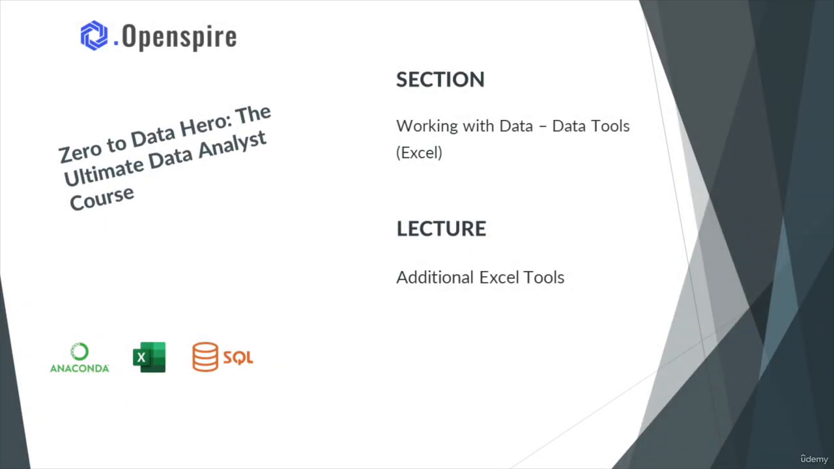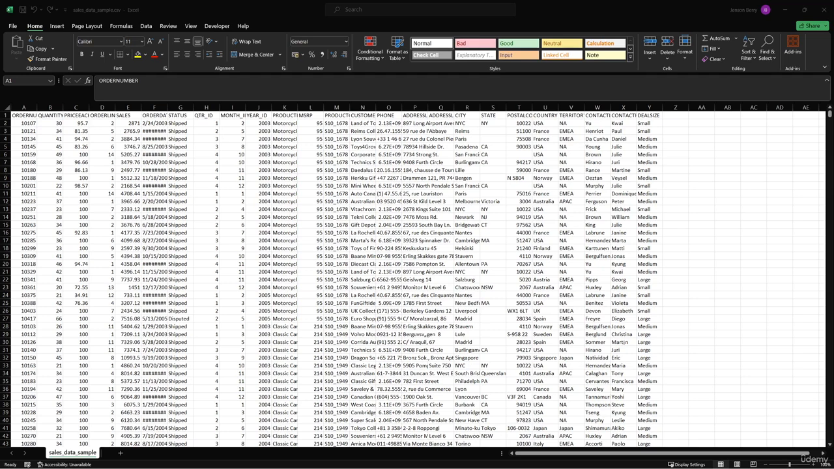In this video, we'll cover some other helpful tools available in Excel that didn't fit nicely into any of the other lectures. So this will include some features like freeze panes, text to columns, removing duplicate and blank rows, as well as special paste. For this lecture, we'll be using our sample sales dataset again, and we'll start off by having a look at a tool called freeze panes.